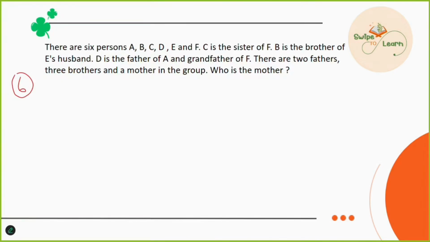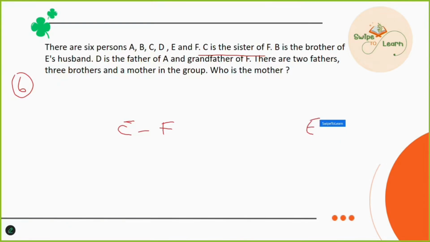C is the sister of F. Sisters are denoted using a single hyphen, and C is a sister, so it is denoted with minus. B is the brother of E's husband. Okay, a direct link is not given. It's saying B is the brother of E's husband.